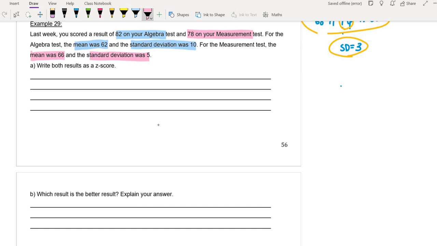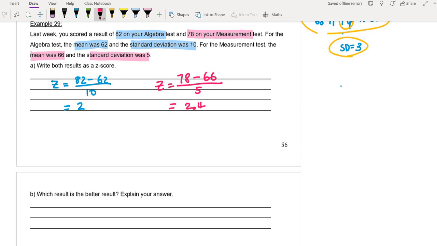Now, without looking into it too much, let's do the first question, the z-scores. So for algebra, let's do it in this color, blue. Z-score is going to be your score, 82, take away the mean, divided by the standard deviation, which is 2. It's 20 divided by 10. And let's do the measurement test in this color. Your score is 78, the mean is 66, and the standard deviation is 5. So if you do that, that's 2.4.